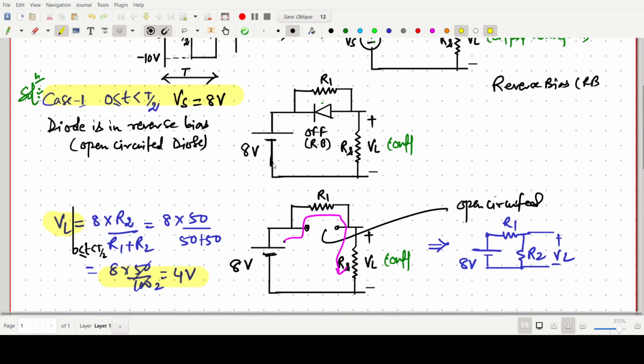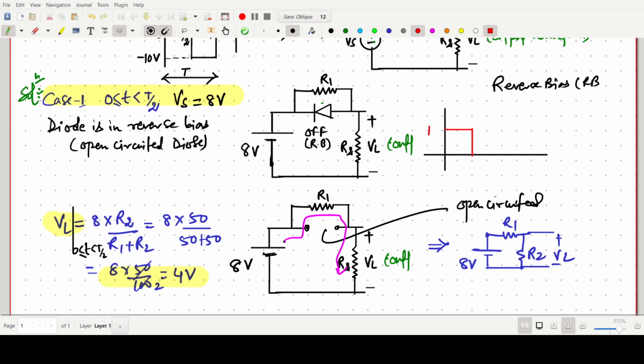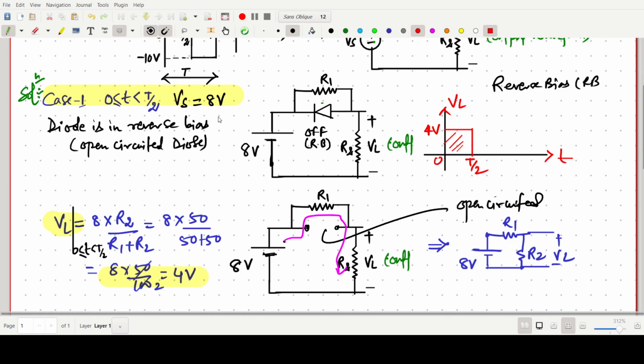So we can say that for this 8 volt input, the output value will simply be 4 volt. This is VL with respect to time for the interval 0 to T by 2, because first we are thinking about this interval. So this one is the output.